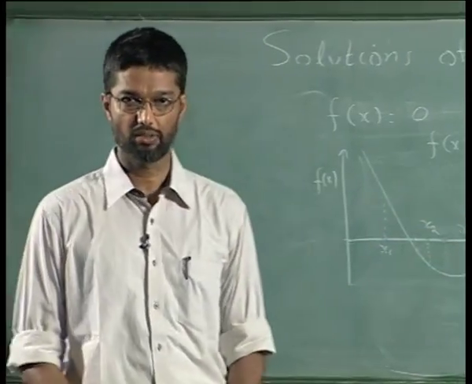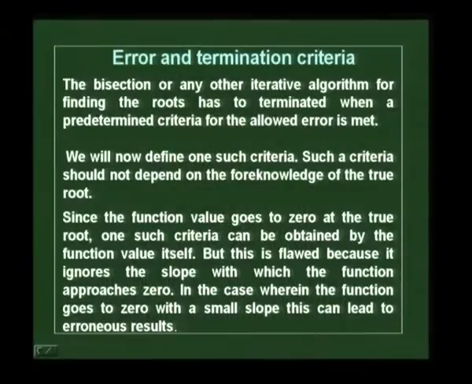So in this case, we are actually looking at the zero of the function, right? The function going to zero is not a good criterion, because if it goes with a small slope, this can lead to an erroneous result. So that is one case where it would fail.